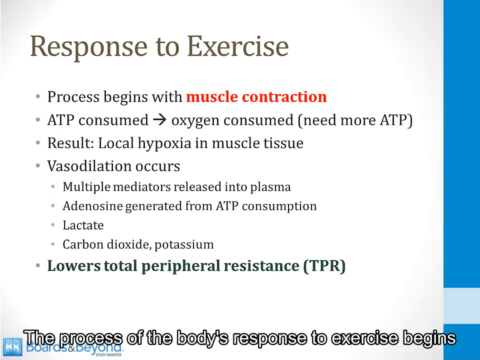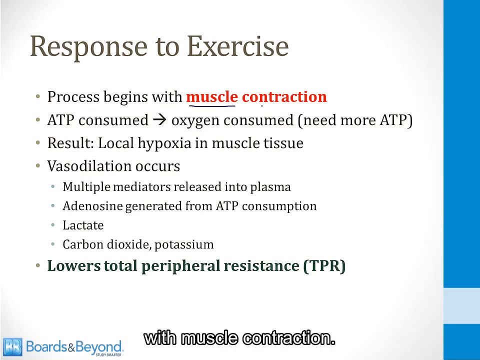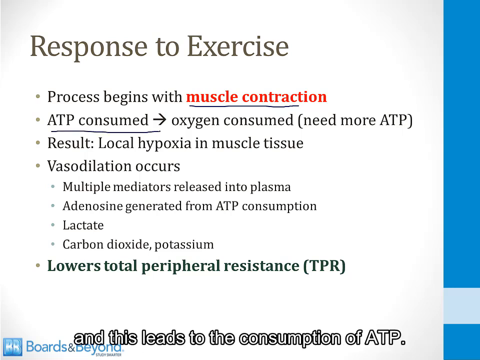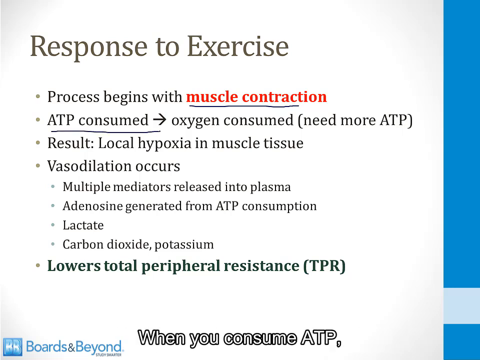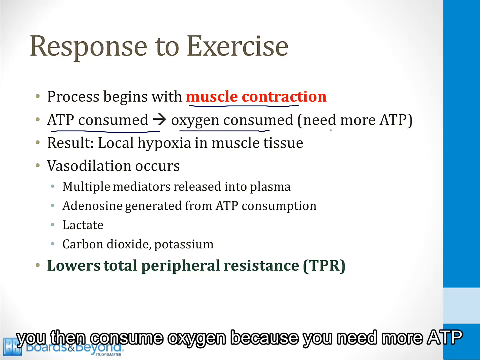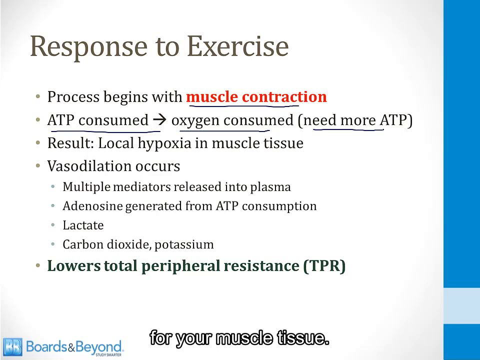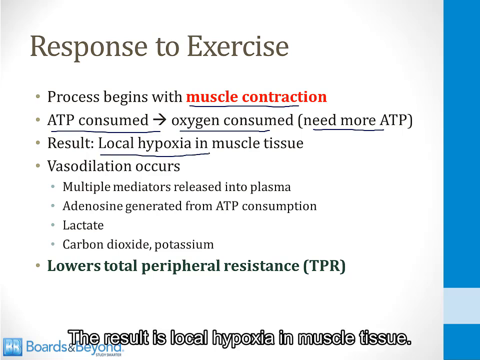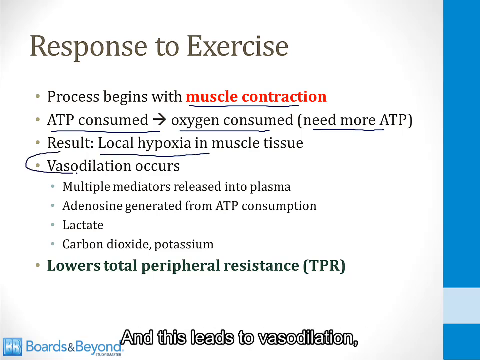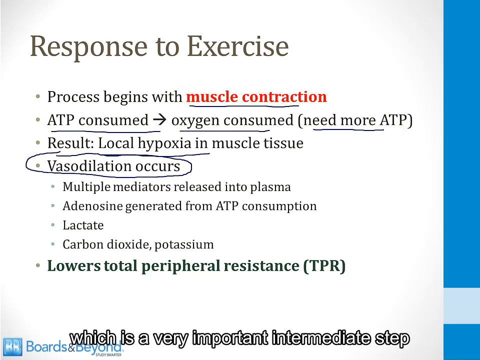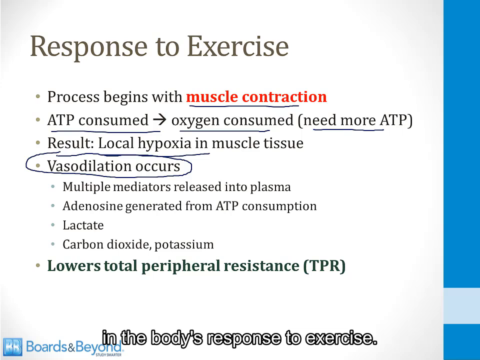The process of the body's response to exercise begins with muscle contraction. When you start exercising, you contract your muscles, and this leads to the consumption of ATP. When you consume ATP, you then consume oxygen because you need more ATP for your muscle tissue. The result is local hypoxia in muscle tissue, and this leads to vasodilation, which is a very important intermediate step in the body's response to exercise.